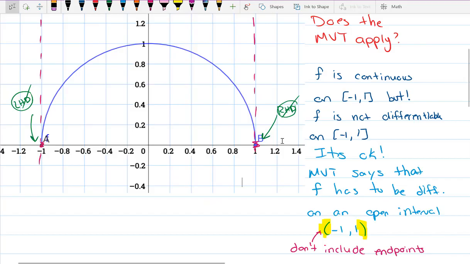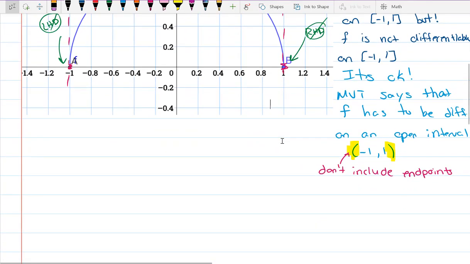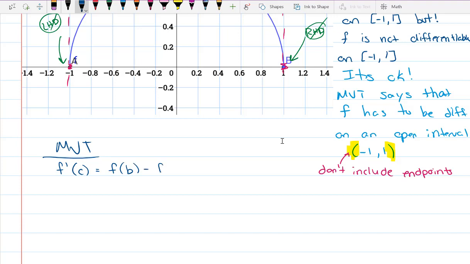So to do that, we are going to use the mean value theorem. And the mean value theorem says, and this is the mean value theorem right here, that f prime of c, the derivative at a point, is equal to the average rate of change.